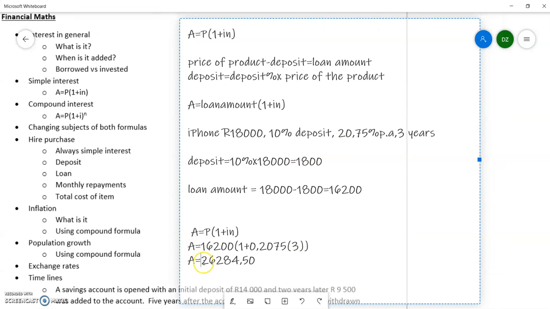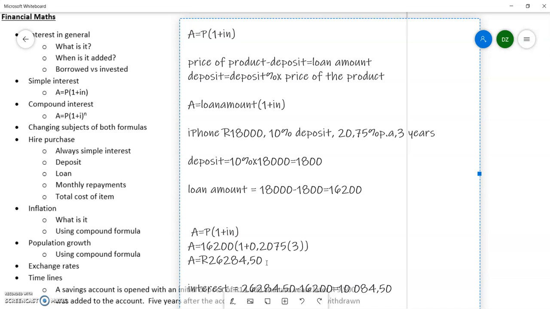Now before I go and calculate what the monthly amount is, I can already ask some questions. I can ask you how much interest must be paid. Once again, total payback minus the loan will give me my interest. So in this case, the interest that I am paying is the 26,284 rand and 50 cents minus 16,200, and I would land up paying 10,084 rand and 50 cents more than if I just bought it cash.